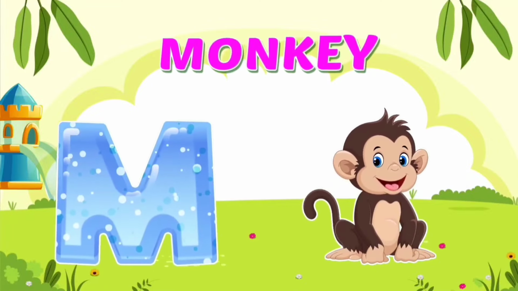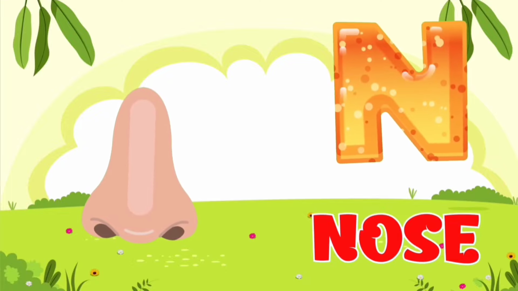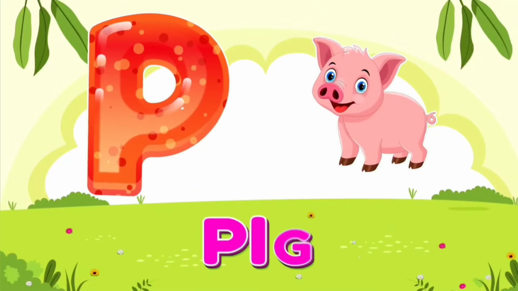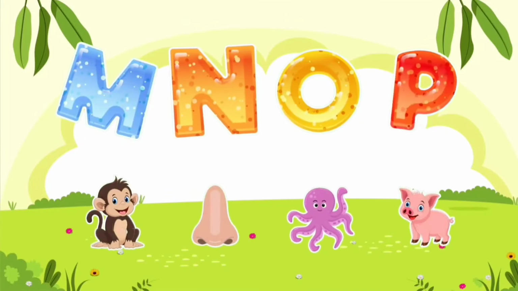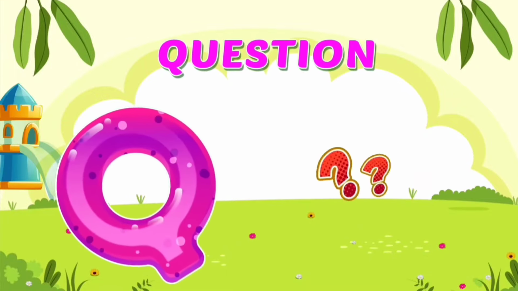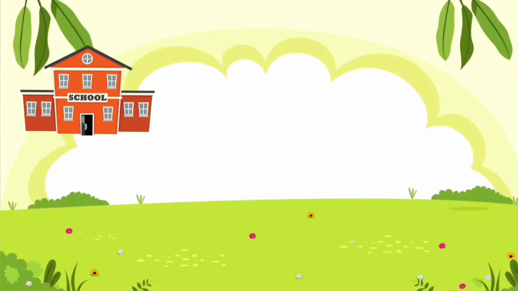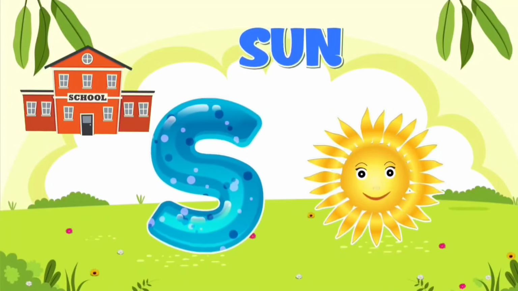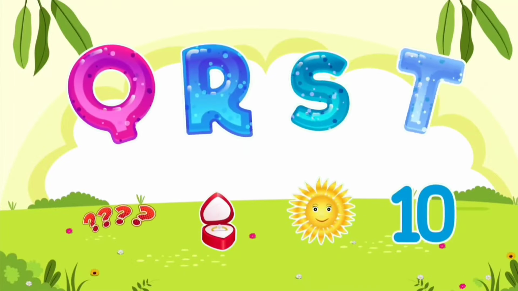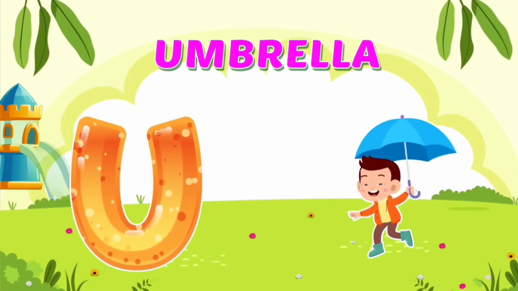M is for monkey, monkey. N is for nose, nose. O is for octopus, octopus. P is for big, big. Q is for question, question. R is for ring, ring. S is for sun, sun. T is for ten, ten. U is for umbrella, umbrella.